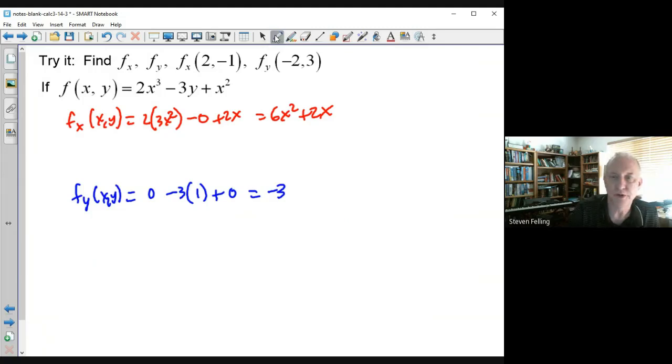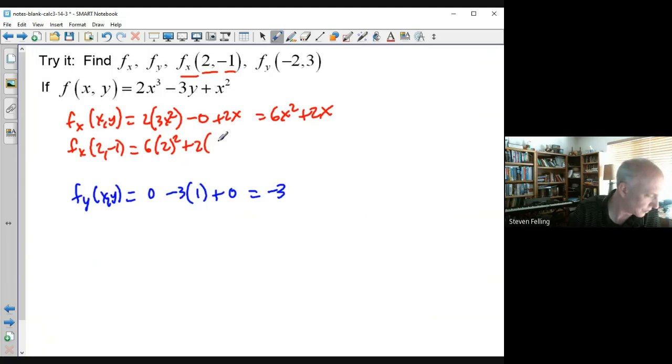And so then if I wanted to evaluate these at particular points, like they said fx at 2, negative 1, when x is 2, y is negative 1, I'm just going to plug in 2 for the x, and this one requires another x, right, because there was no y, right? So wait a second, did I do that wrong here?